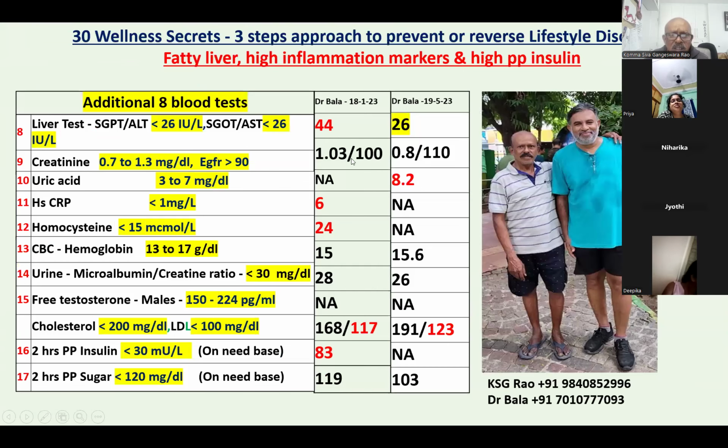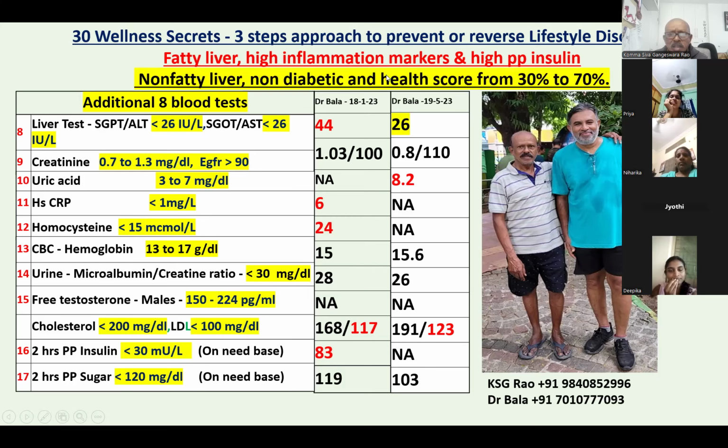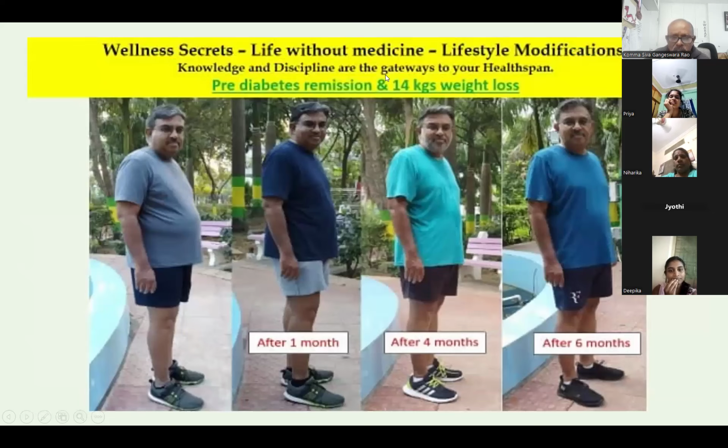And other parameters. These are other parameters, very important. This is a little advanced. Look, we are looking at HSCRP, homocysteine, and other things. And I met this guy in a park, and he has improved his health substantially. This was in Chennai, in a park. He took his photo in the same park.